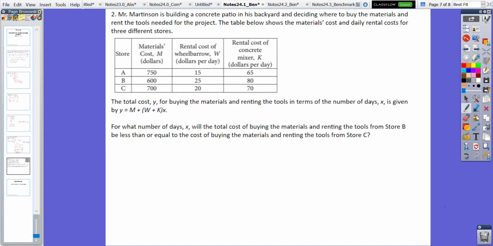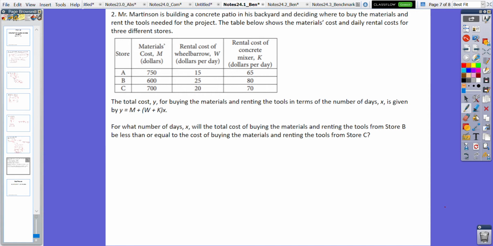Let's take a look. The problem says Mr. Martinson is building a concrete patio in his backyard and deciding where to buy the materials and to rent the tools needed for the project. The table below shows the materials cost and the daily rental fees at 3 different stores. Okay, so there's once again a lot going on here. 3 different stores, 3 different rates of charge for each one of these things that he needs.